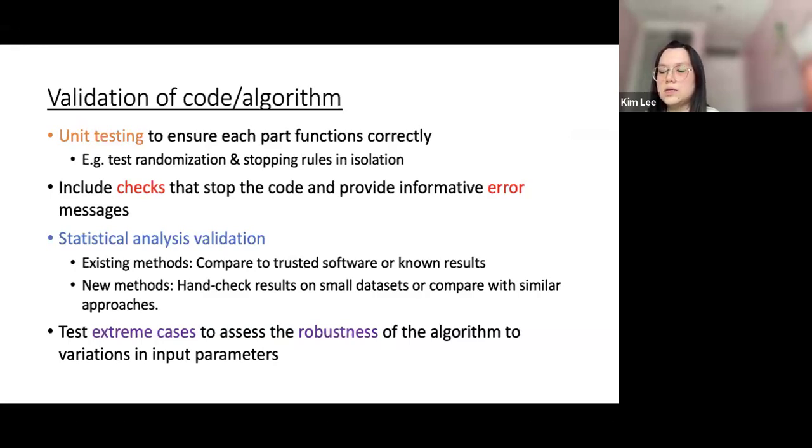For statistical analysis validation, we can compare the analysis output to trusted software or known results if using existing methods. For new analysis methods, we may hand-check the simulation results on small data sets or even the largest that we can get, or compare with similar approaches to see if analysis results are consistent. We may also want to test extreme cases to assess the robustness of the algorithm to variations in input parameters.